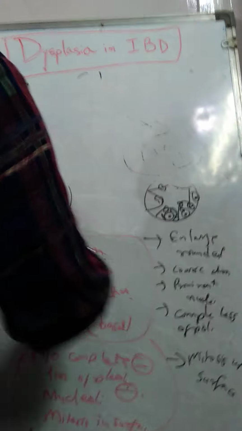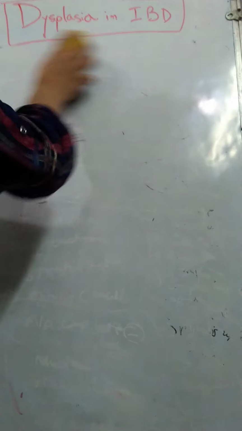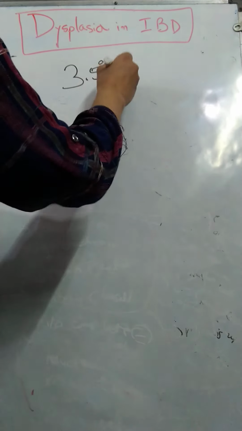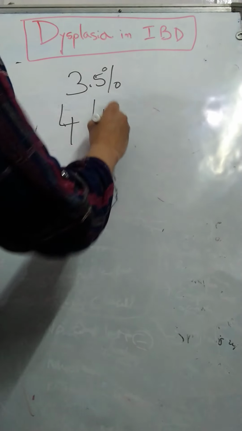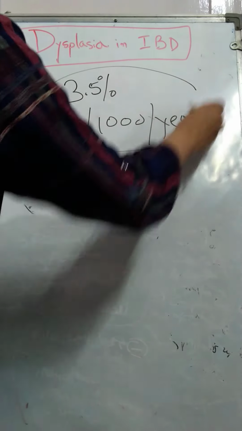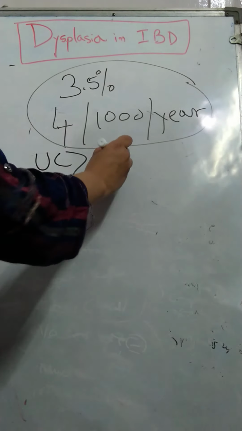Now coming back to dysplasia in the context of IBD. We all know that in IBD the risk of having a colorectal adenocarcinoma is increased compared to a normal population. Depending upon what study you follow, they say a prevalence of approximately 3.5% and an incidence of 4 per 1,000 persons per year. That's the incidence that is roughly quoted when it comes to IBD. More of which you see compared to Crohn's disease.